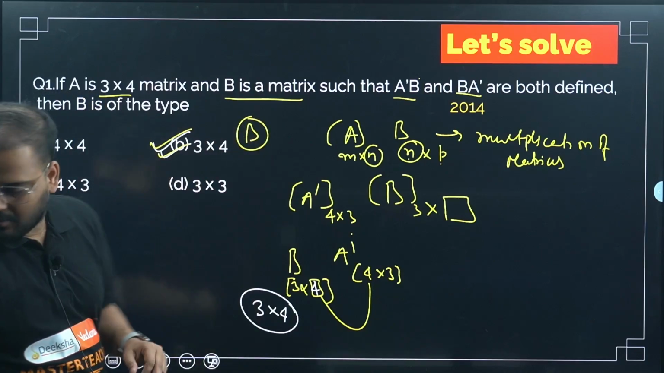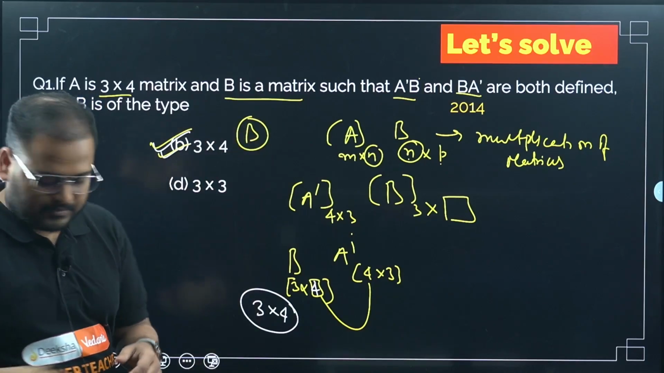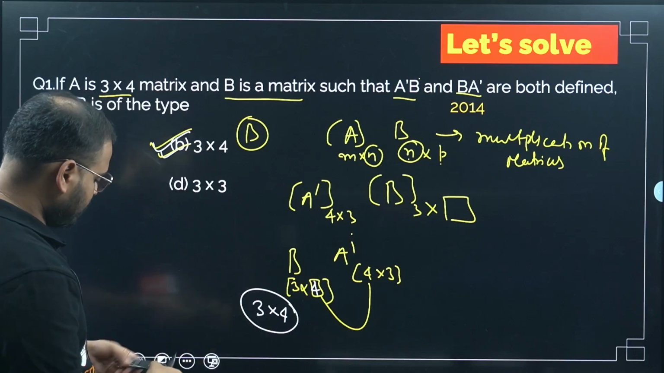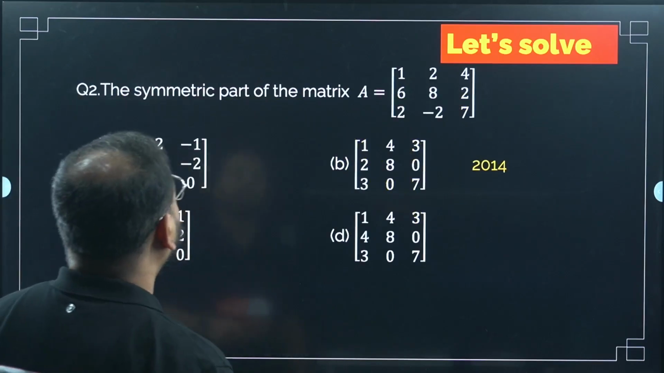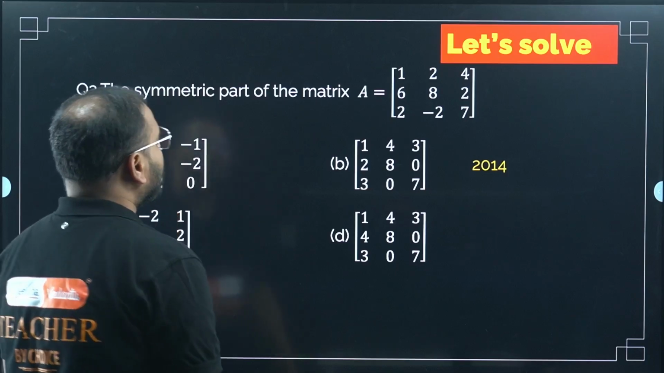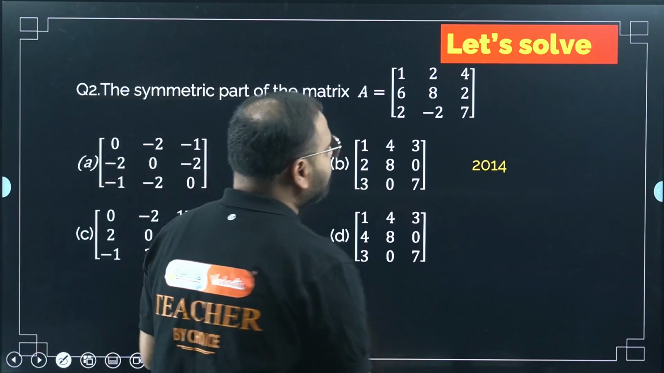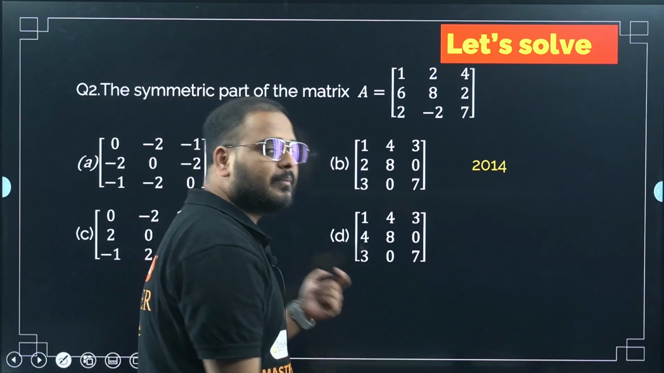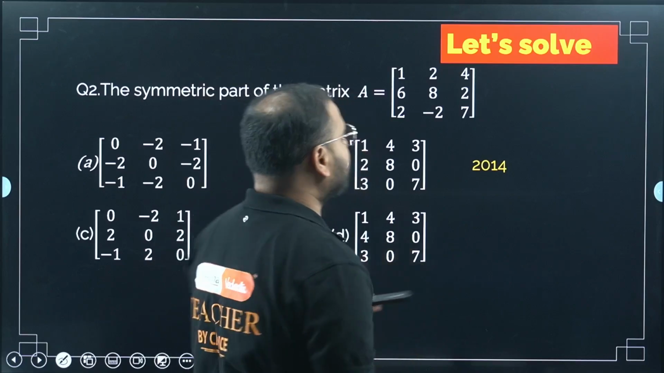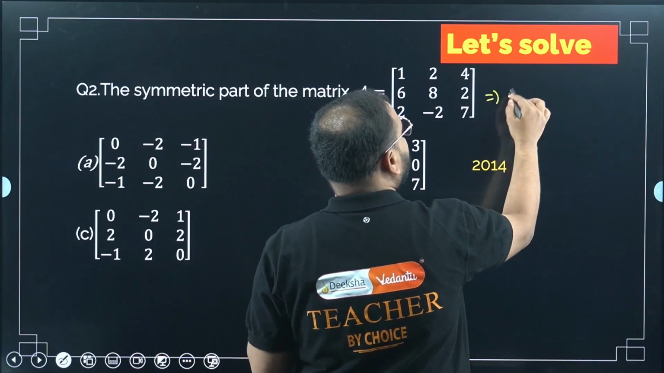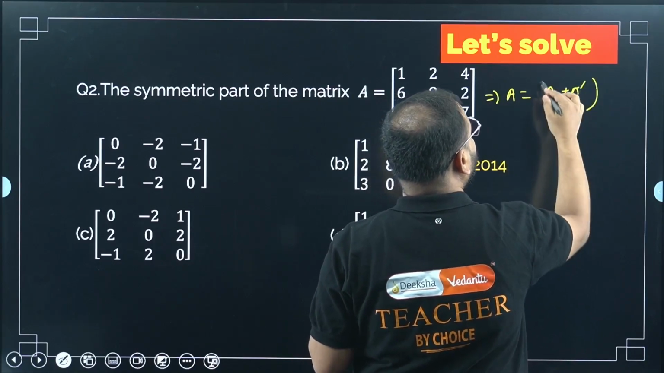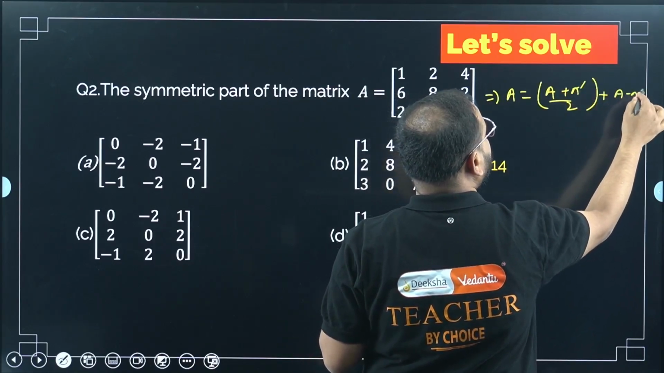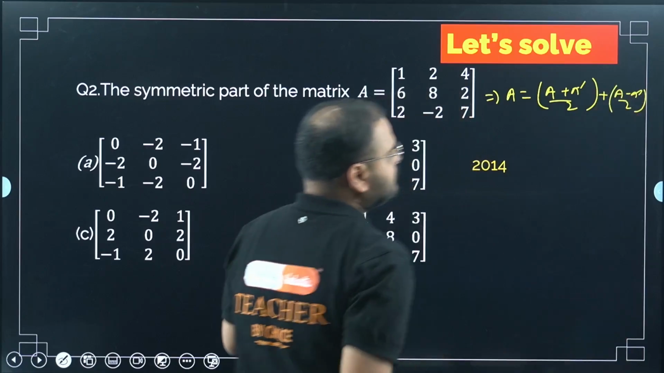Simple question. Very simple question, right? Yes, sir. Let's move on to the next problem. The symmetric part of the matrix A is, so how will I write a matrix's symmetric part? If you remember, when I'm trying to write a matrix in its form of symmetric and skew-symmetric matrix, I used to write like this. A is written as (A plus A dash) by 2 and (A minus A dash) by 2, correct? This was the symmetric part.